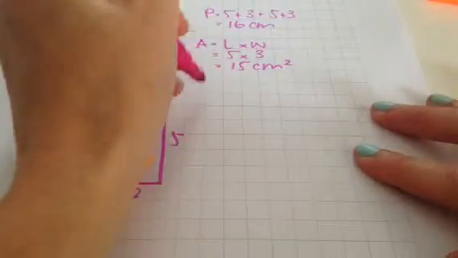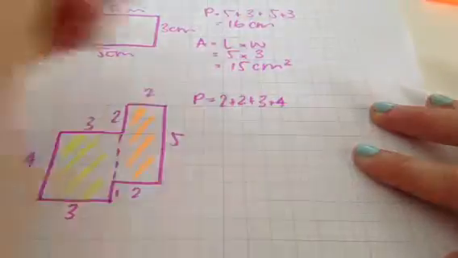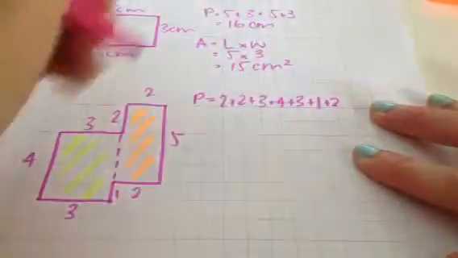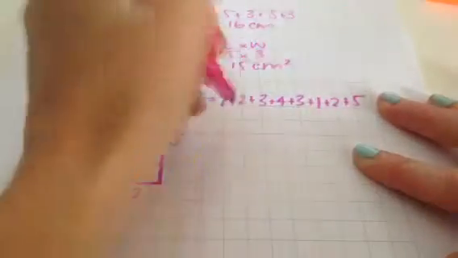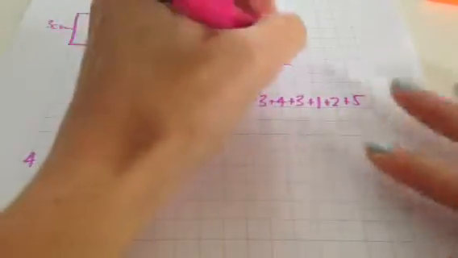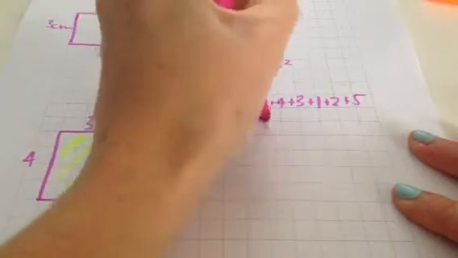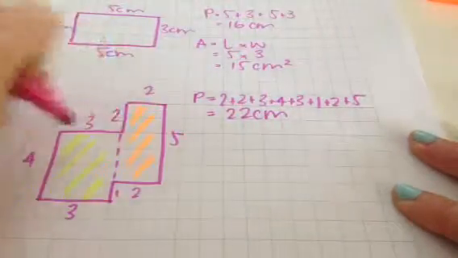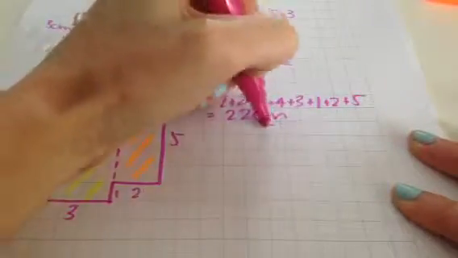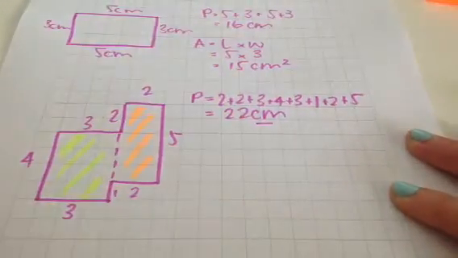So our perimeter for this shape looks like 2 plus 2 plus 3 plus 4 plus 3 plus 1 plus 2 plus 5. So altogether that gives me 22 centimetres. Remember, this is the outside measurement. We need to include our units of measure, which is centimetres.